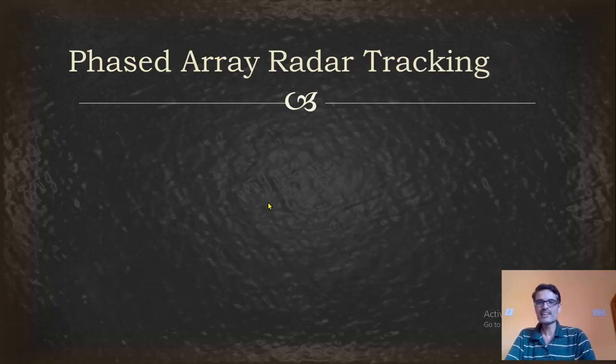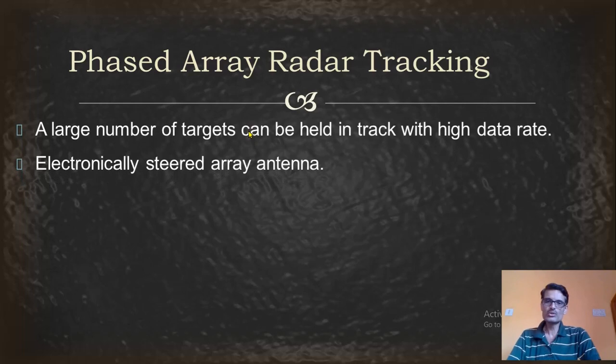The next one is phased array radar tracking, the third one. In this case, we can again track a large number of targets at the same time because it is a multiple target tracking kind of radar. And the advantage here compared to the previous one, that is ADT, is that it works at a high data rate. And this high data rate we can achieve by using electronically steered array antennas, phased array antennas.